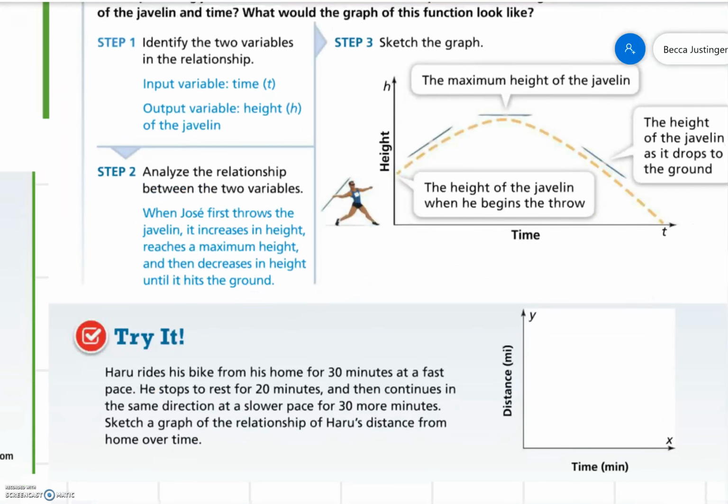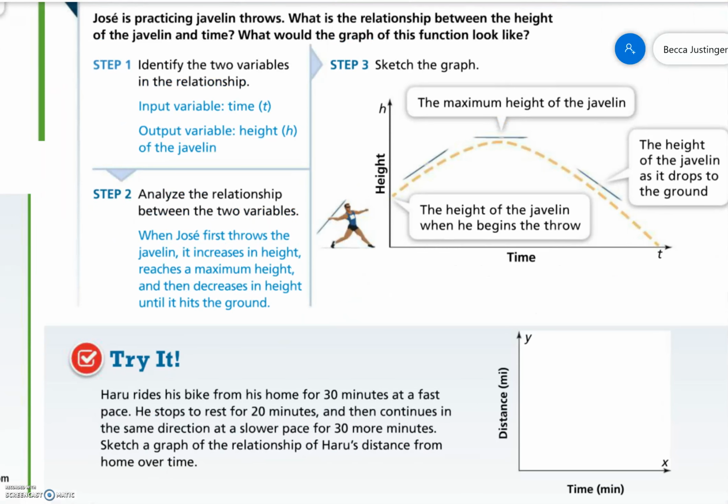Example 3. Jose is practicing javelin throws. What is the relationship between the height of the javelin and time? What would the graph of this function look like? So step 1, identify 2 variables in the relationship. So the input, the x, is time, and the output is height. So at what time after you throw the javelin is the height that the javelin is in? Analyze the relationship between the 2 variables.